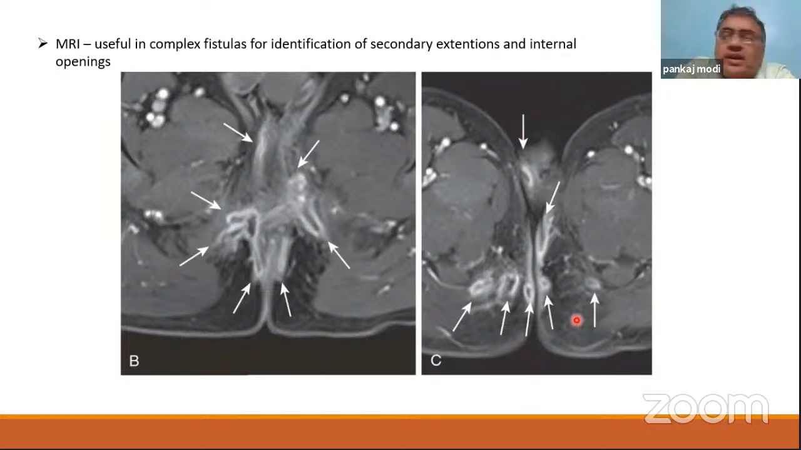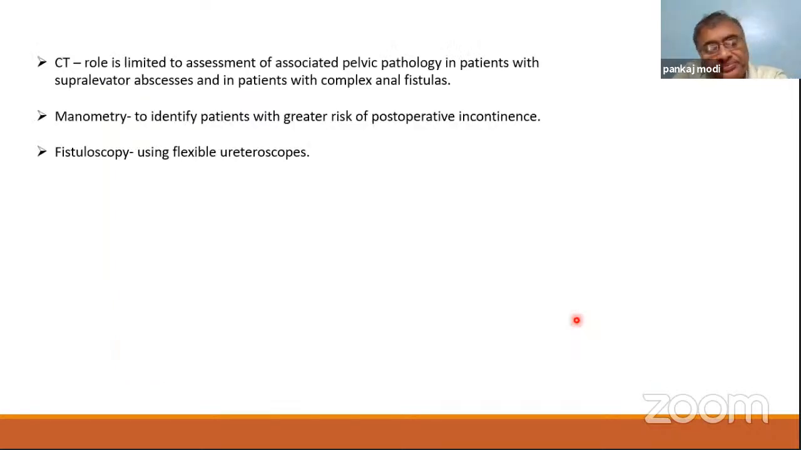Okay. And CT scan is almost always not to be done in a pure fistula, except when there is a pelvic pathology suspected in patients with supralevator abscesses. Manometry is done to identify patients that have a greater risk of postoperative incontinence.